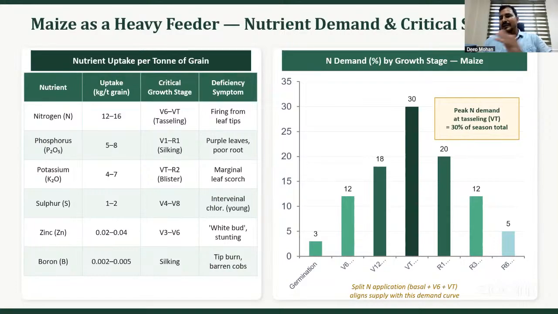If we do not apply the nitrogen or fertilizer at this stage, the losses cannot be recovered. They are permanent losses. This is the reason we do the split application of nitrogen. Basal we apply at sowing, then at knee high, then V6, then again at tasseling. So this chart is one of the reasons behind the recommendation of split application of nitrogen.